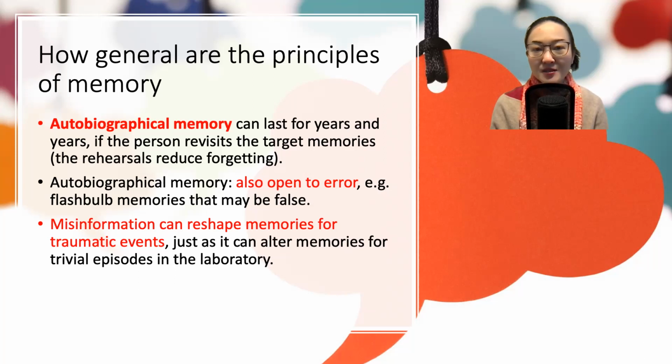Autobiographical memory is also open to error. For example, flashbulb memories that may be false. Misinformation can reshape memories for traumatic events, just as it can alter memories for trivial episodes in the laboratory.